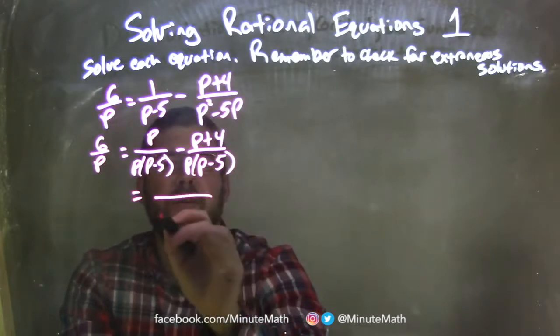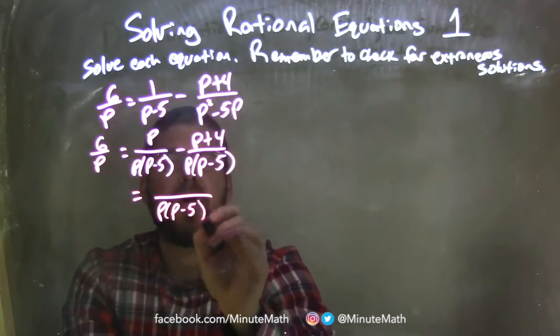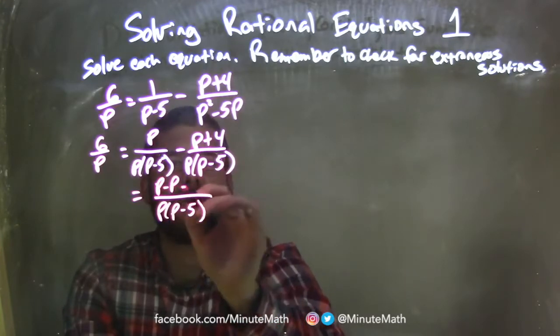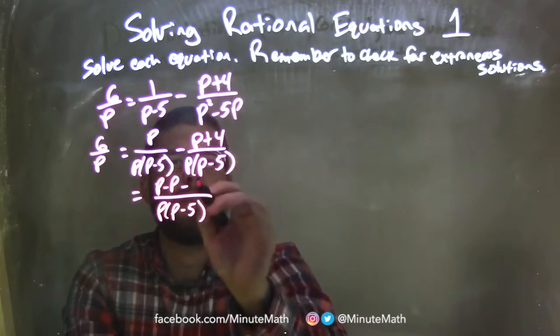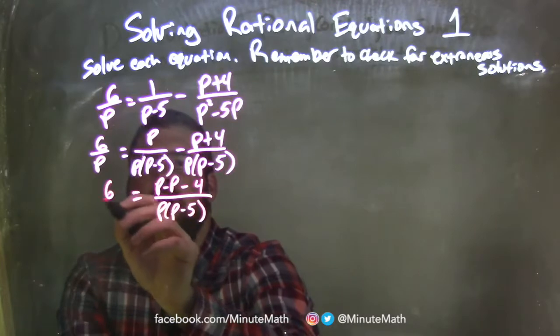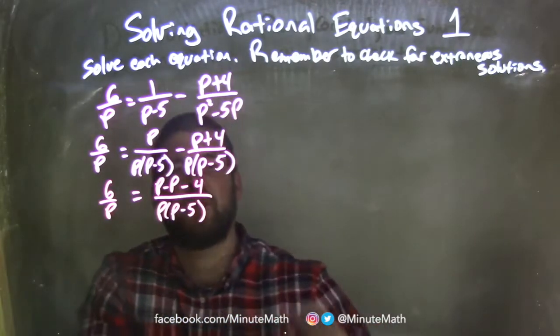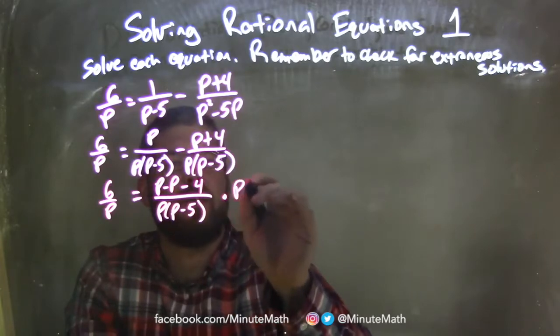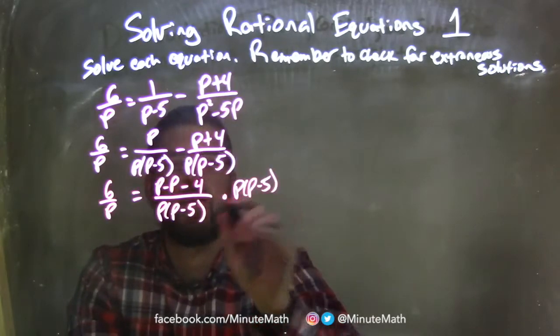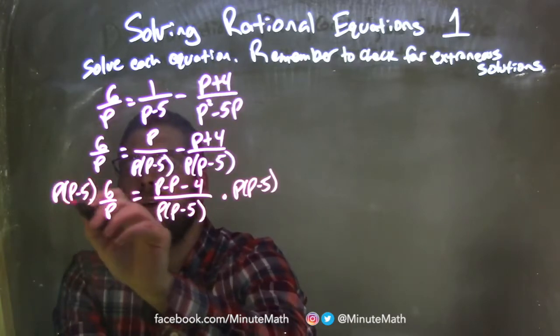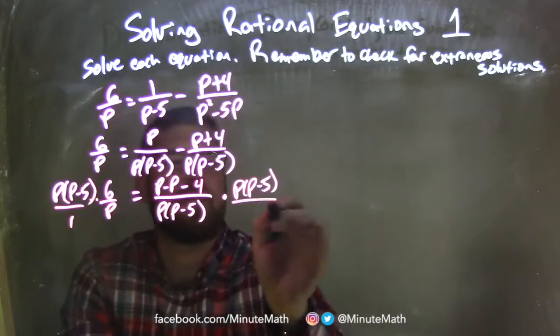The denominator is still p times p minus 5, so the numerator is p minus p, minus, keep the subtraction distributing, minus 4, okay? And then we have 6 over p on the left. And the right hand underneath, we have p times p minus 5, which I'm now going to multiply on both sides, p times p minus 5, times p minus 5. Multiply that to both sides, let's do it over 1, why not?